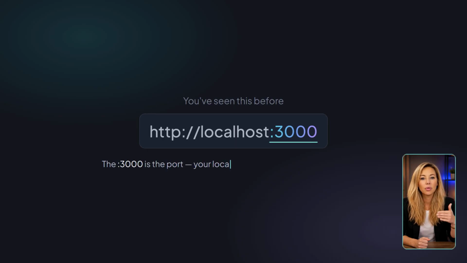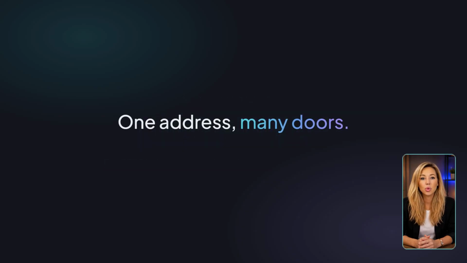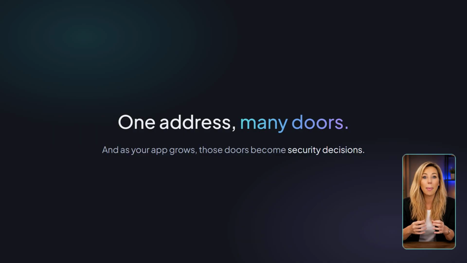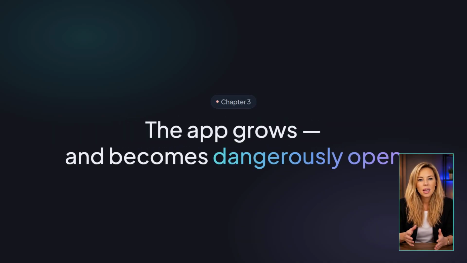Your local dev server runs on port 3000. It took me months to really understand this, and yet it's so simple once you think it through. One address, many doors. And the moment your app grows, those doors become security decisions. And this works until success creates the next problem.